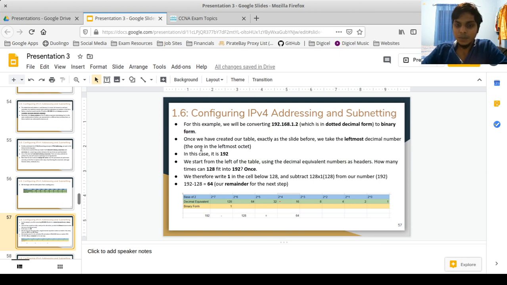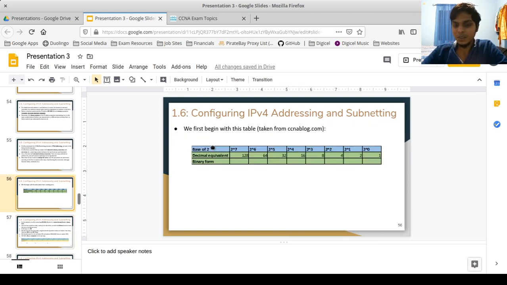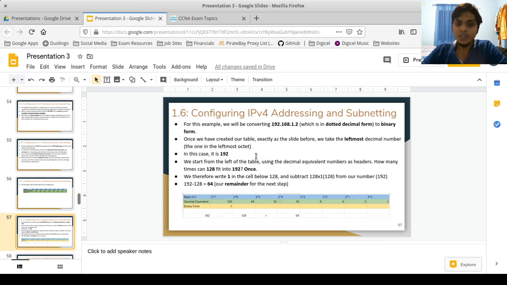So for this example, stay with me, all we have so far is this table and blank spaces below. That's all we have. And in the exam, this is all you're going to be writing: this top part here, and then the calculation for what these numbers actually represent below them. Yeah? So just for this example, to show you how we use the table now, we will be converting a normal number that we know, 192.168.1.2, which is in the dotted decimal form, to binary form.